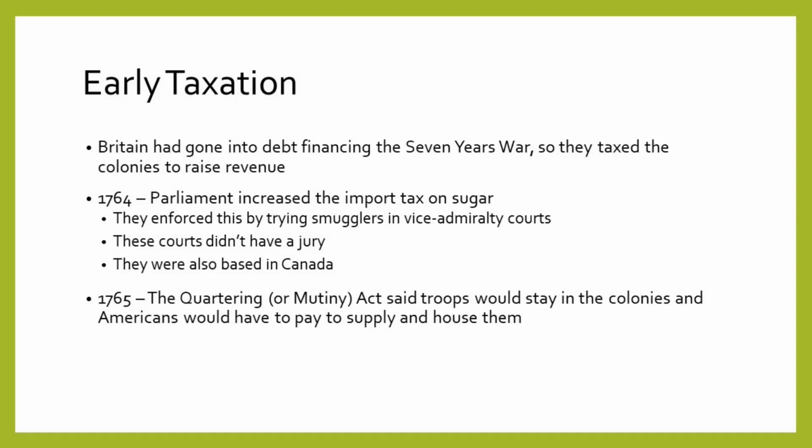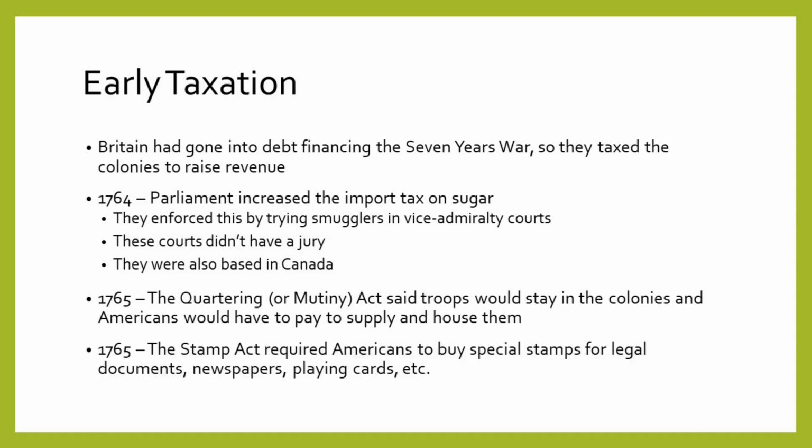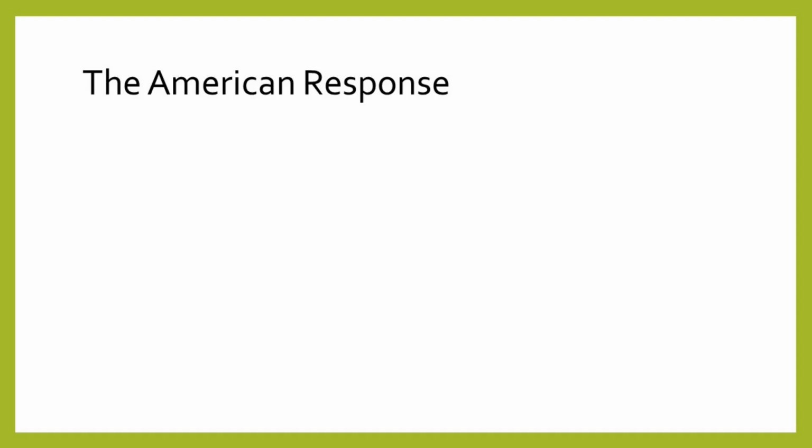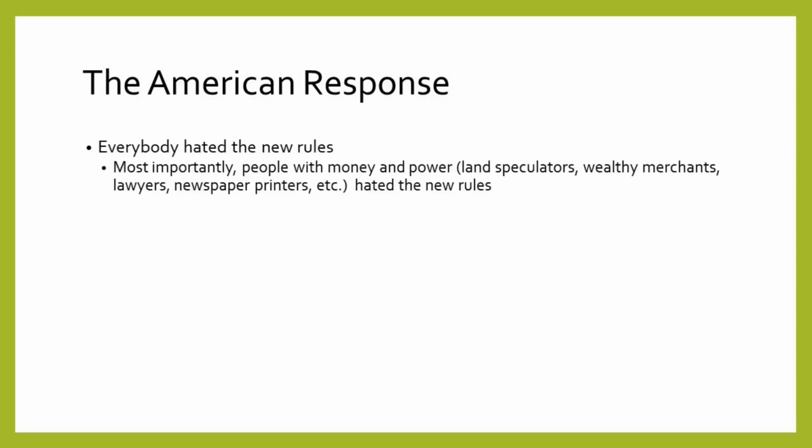The following year, Parliament passed the Quartering Act, which said that British troops would remain in America, and the colonists would have to pay to supply and house them. They also passed the Stamp Act, which required colonists to pay a tax to get a special stamp on basically anything paper, from legal documents to newspapers and even playing cards. Now, all of these policies did succeed in raising money, but in terms of the American perspective, I think your textbook says it well. Quote, "There was something in this program to antagonize everyone." Unfortunately for Parliament, the people who were the most impacted by these policies tended to be people with outsized political influence, like wealthy merchants or newspaper printers.